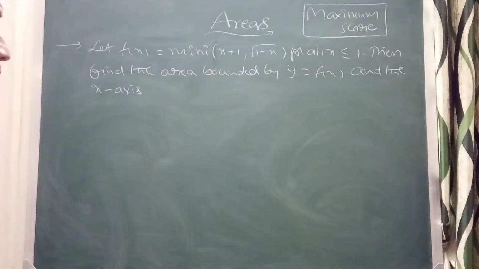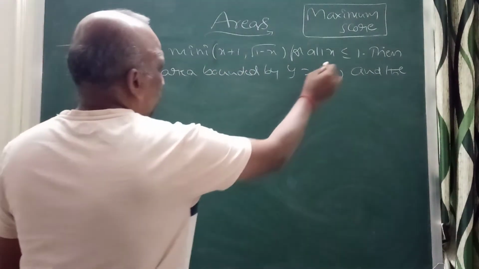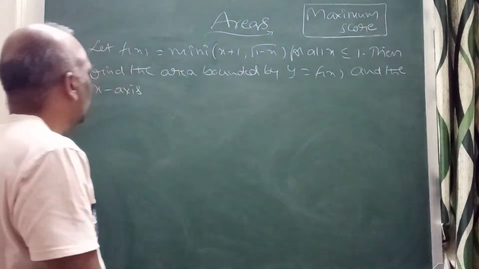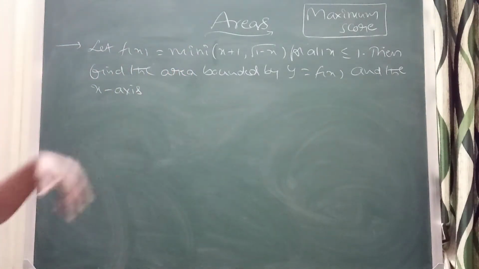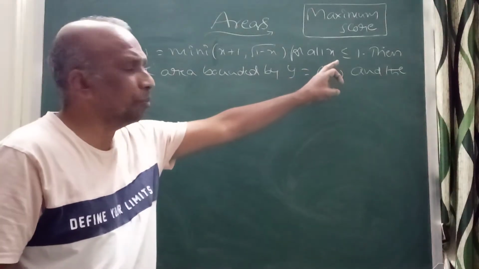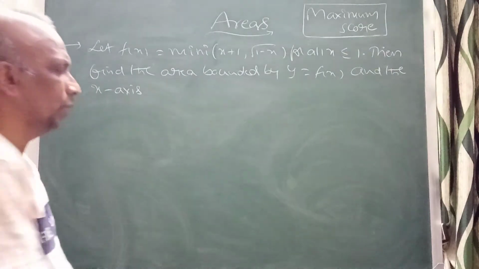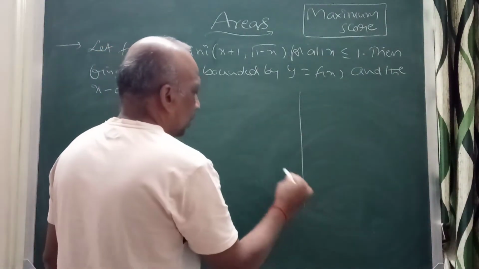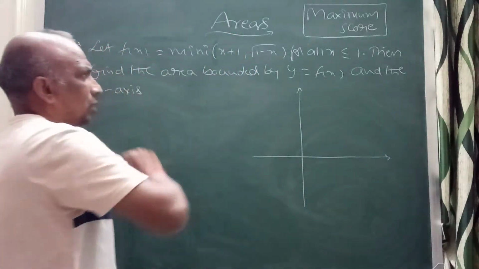Now see this problem. They have given f of x equal to the minimum of x plus 1 and root of 1 minus x, for all x less than or equal to 1. Then find the area bounded by y equal to f of x and the x-axis. Suppose you think about the graph of this. The minimum of these two they are saying here.